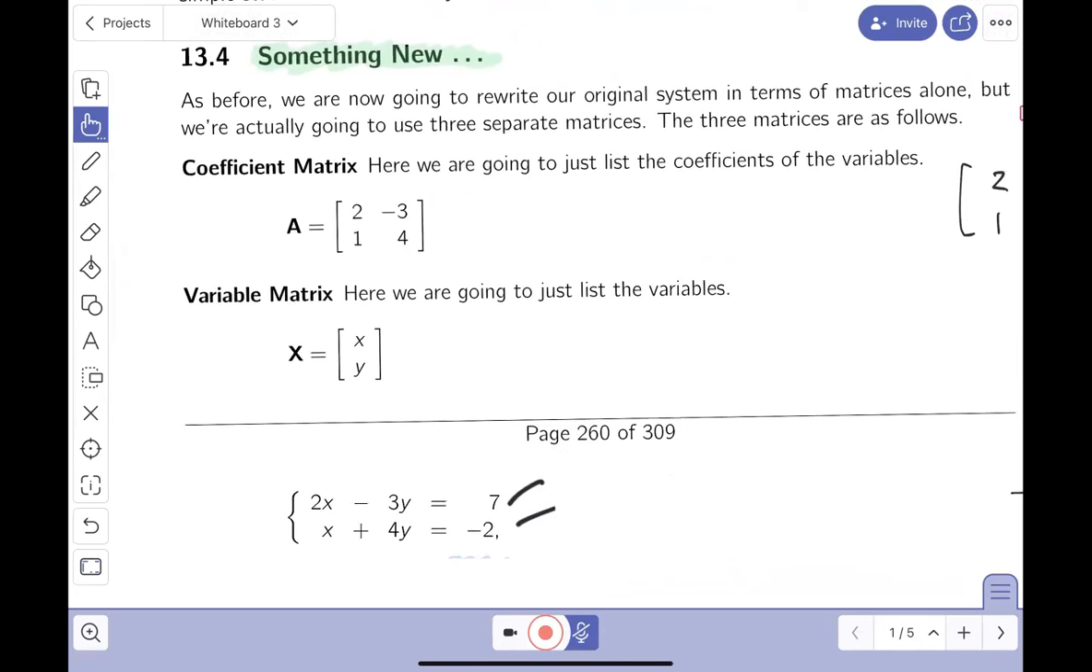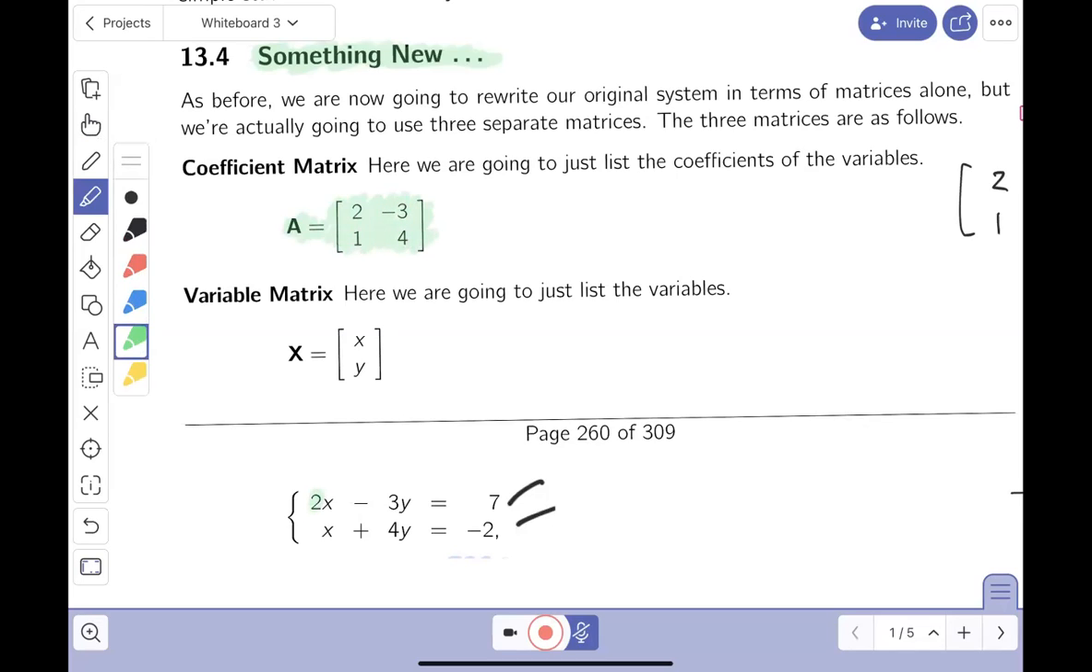What they've done, it looks crazy what they've done, actually. But what they've done is they've taken a new matrix and they called it A. And what did they write down? They wrote a 2x2 matrix down with numbers in it. And how do these numbers relate to the system? Well, let's write that down.